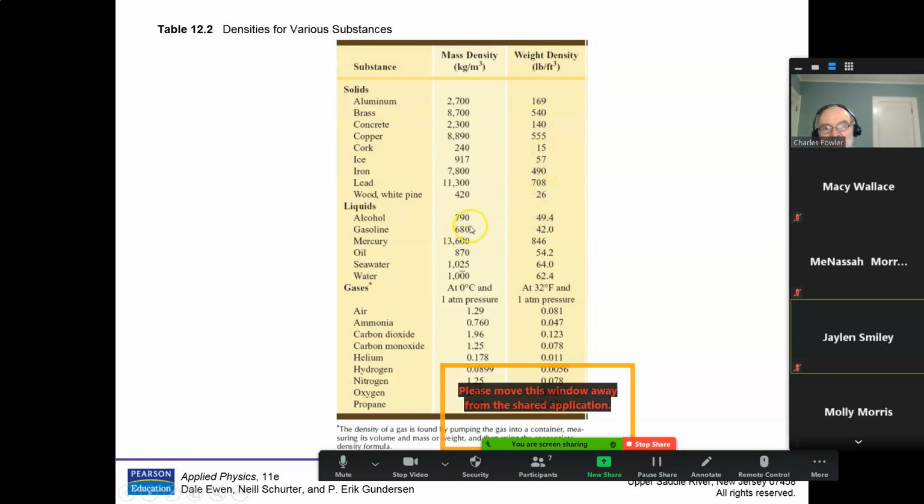Now, liquids. These liquids are alcohol, slightly denser than water. Gasoline, well, I'm sorry, less dense than water. It's 1,000 is water. I was looking at the wrong table. So alcohol is less dense than water. Gasoline even less. Mercury, though, oh my goodness, look at mercury. And that's a liquid at normal temperatures and pressure. 13,600 kilograms per cubic meter. That's more than 13.5 metric tons in a cubic meter.